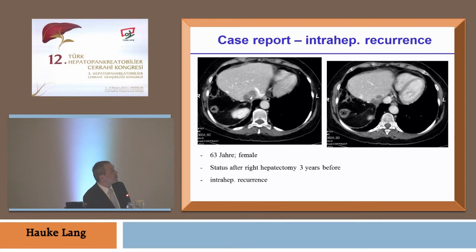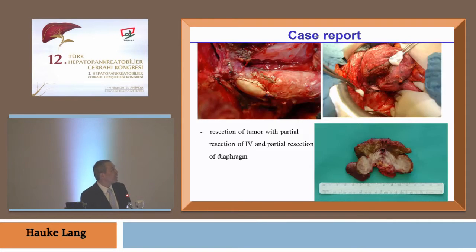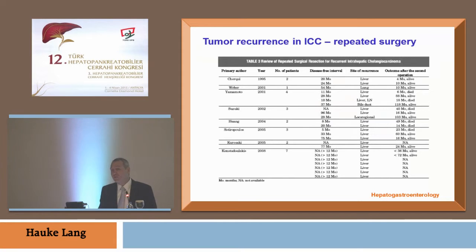Now the tumor is approaching the left hepatic vein, the only vein, and we could resect it again, also resect a little bit part of the vena cava. And there is increasing data in literature that also in intrahepatic cholangiocarcinoma, repeated resection is of value for the patient in case you get an R0 resection.